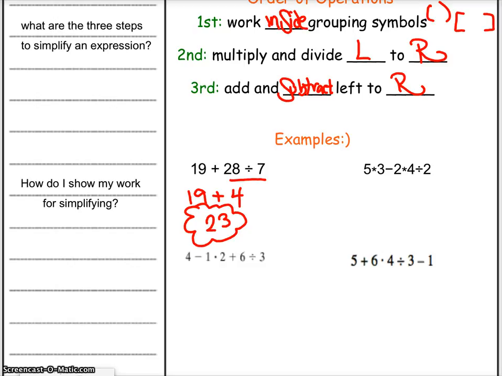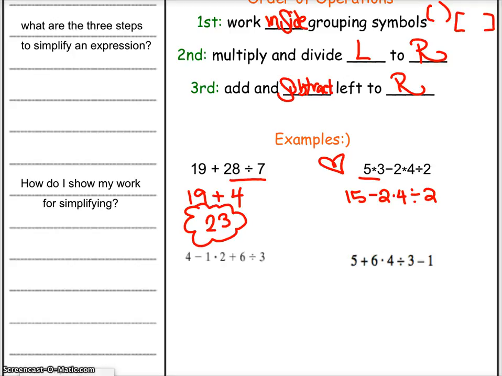Okay, I've got 4 different operations on this next one. I'm multiplying, I'm subtracting, I'm multiplying, I'm dividing. So according to the order of operations, I don't have any grouping symbols, so I'm going to move to my multiply and divide left to right. So first I'm going to go 5 times 3. 15 minus 2 times 4 divided by 2.